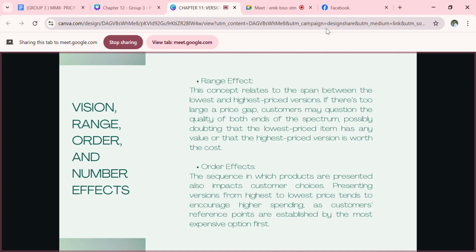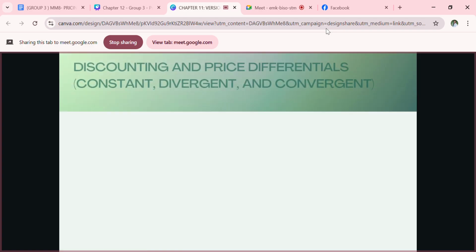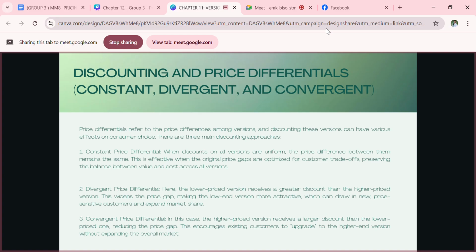So next, we have the discounting and price differentials. In versioning, price differentials refer to the price gaps between different versions. Adjusting these gaps through discounts can change customer choices. There are three main types of price differentials. First, the constant price differential. With the constant differential, all versions receive the same discount, keeping the price gap unchanged. This approach works well when the original price differences are already optimized for customer needs.